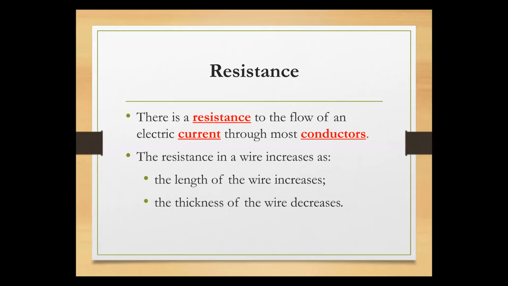The resistance in a wire increases as, one, the length of the wire increases, two, the thickness of the wire decreases. So the smaller the wire and the shorter the wire, the less resistant it is. But the longer the wire and the thicker the wire, that's the problem. The higher the resistance is.